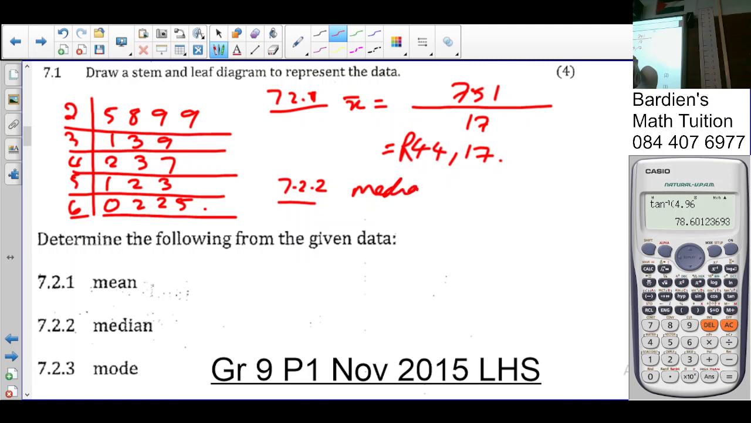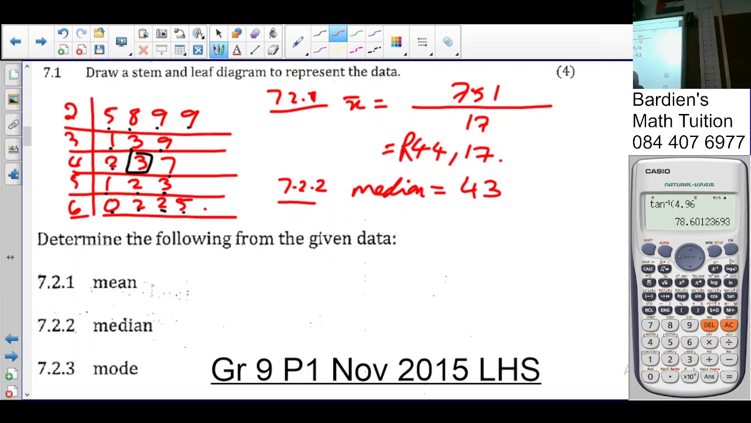So 7.2.2 is the median. Now what is the median? The middle number. So there's 17 numbers, 17 divided by 2 is 8.5. We count the ninth number. 1, 2, 3, 4, 5, 6, 7, 8. So it's that one. And we make sure by going the other way. 4, 5, 6, 7, 8. So yes, it is 43. So 43 is your middle number.